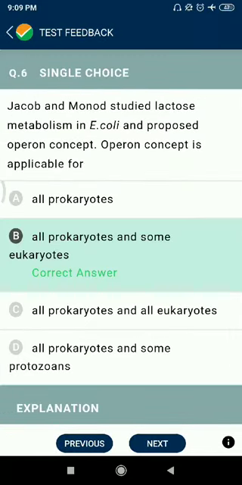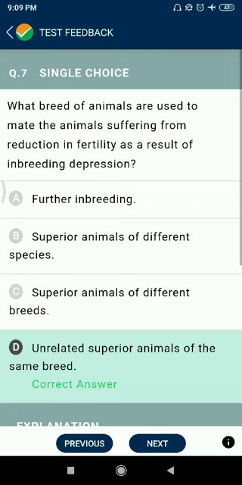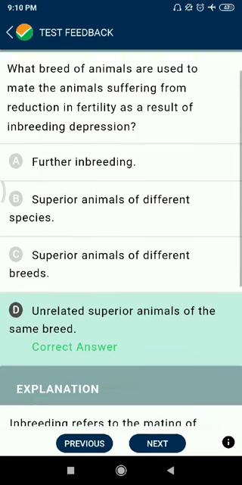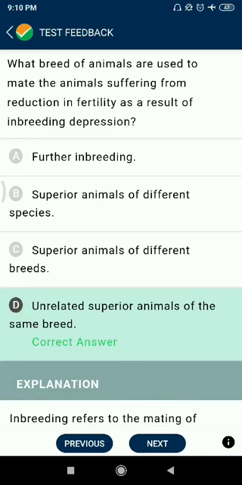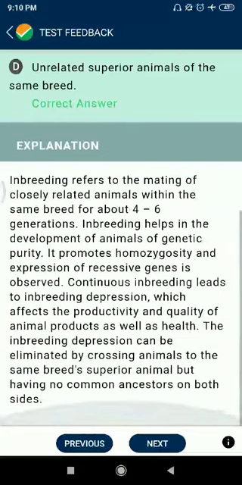Question number 6. Jacob and Monod studied lactose metabolism in E. coli and proposed the operon concept. Operon concept is applicable for all prokaryotes and some eukaryotes. Question number 7. What breed of animals is used to mate the animals suffering from reduction in fertility as a result of inbreeding depression? Unrelated superior animals of the same breed.